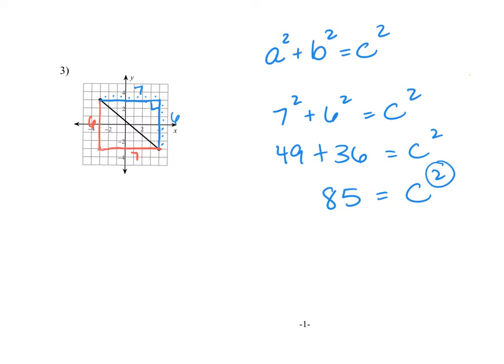Look at your calculators at the x squared button. Everybody see the x squared button? Look above it. You see the square root?